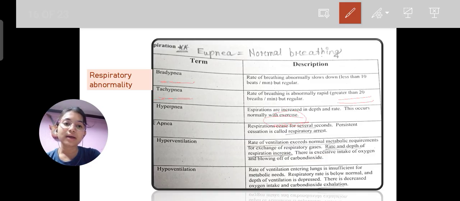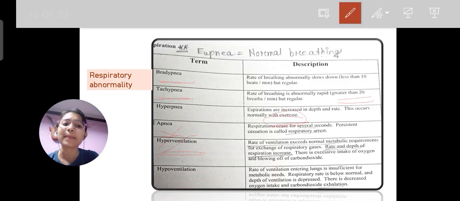Now the next one, what is apnea? Apnea means the temporary cessation of respiration for several seconds. The next one, hyperventilation. Hyperventilation means the respiration rate and the depth of respiration increase. Hyper means an increase in the intake of oxygen and the blowing off of carbon dioxide, both increase. So this is hyperventilation.